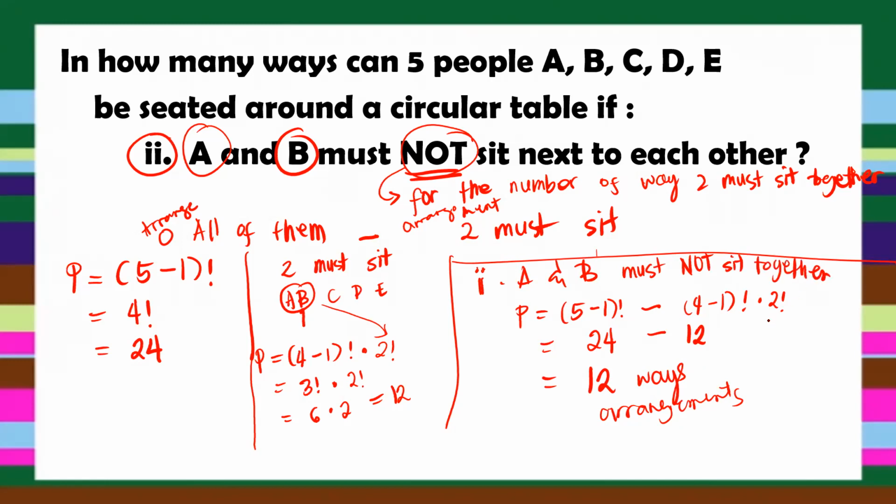Okay? So after getting their arrangement, all of them, then yung arrangement na yung dalawa magkatabi, subtract mo siya doon, you'll get the number of arrangement na hindi sila magkatabi. So naalis na natin yung number of arrangements na magkatabi sila. So natitira na lang, hindi sila magkatabi. Question dito. I want you to ask question. Para kung anong kalituhan ang meron, maalis natin.